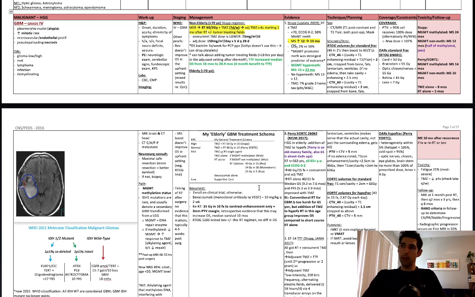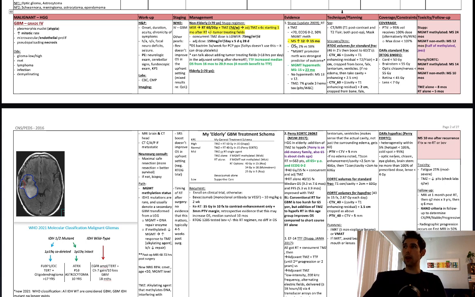For recurrent GBMs, you want to enroll in a clinical trial. Otherwise, bevacizumab, monoclonal antibody to VEGF, 10 milligrams per kilogram every 2 weeks. For reirradiation, typically the dose is 30 to 35 gray in 10 fractions to the contrast enhancement only, plus a 3 millimeter PTV margin. There's retrospective evidence that this may increase overall survival with a median survival of 10 months. RTOG 1205 tested bevacizumab plus or minus this radiation regimen with no difference in overall survival.